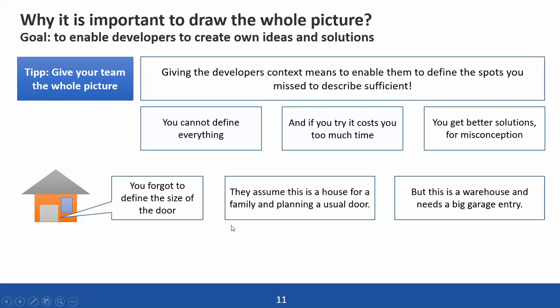So you can see, if you had given the developers, the house builders, the information that this is a warehouse, they would automatically, even if you had not defined the size of the door, understand that this has to be a door for a truck and not a door for a family. You can see the difference. And also, if you gave them the context, perhaps you have defined a certain roof, but they say another type of roof is much better for a warehouse. You can see there are a lot of advantages if you really give people a little bit more context.